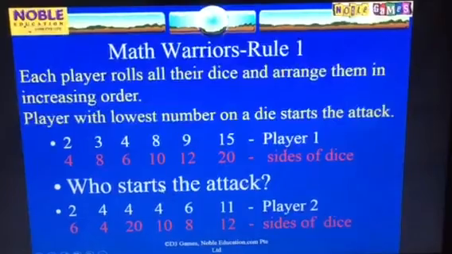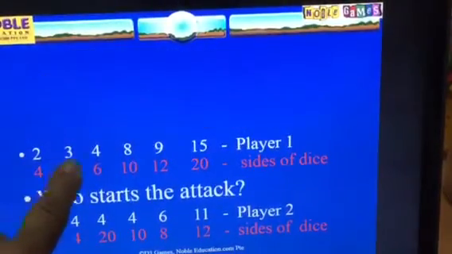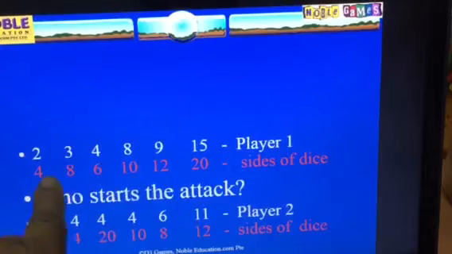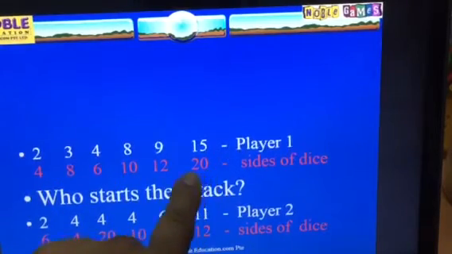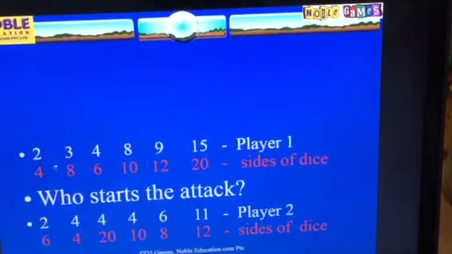Here's rule 1. First, all the players will roll their dice and then arrange them in ascending order. The white numbers stand for the numbers shown on the dice. The red numbers, you'll never see them. They indicate the number of sides to the die. It's very important because it tells me what dice to use in my attack.